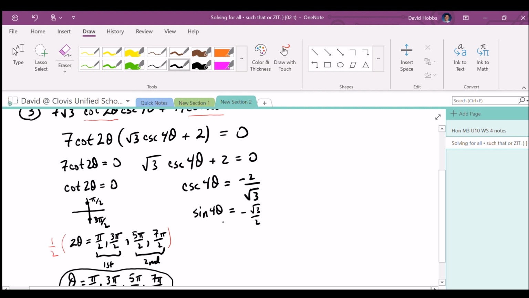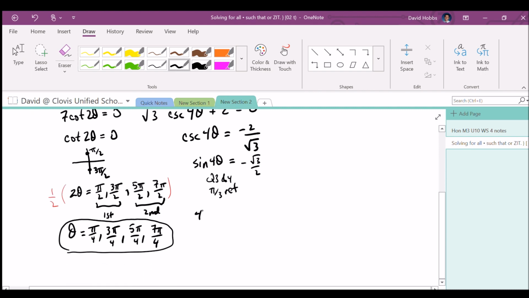And you look and you go, okay, sine, it's negative, quadrant 3 and 4. And it's a pi over 3 reference. And we've got 4 theta, the angle, first time around, quadrant 3, quadrant 4, 4 pi over 3, 5 pi over 3. Now, that's the first time around. And so, add a rotation. So, adding 2 pi, adding 6 pi over 3. So, 10 pi over 3 and 11 pi over 3. That's the second time around.